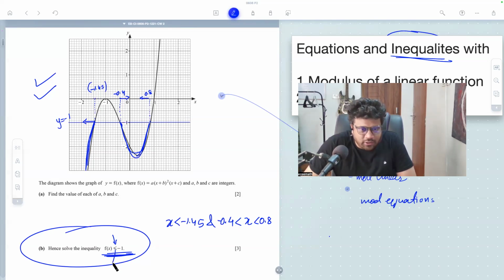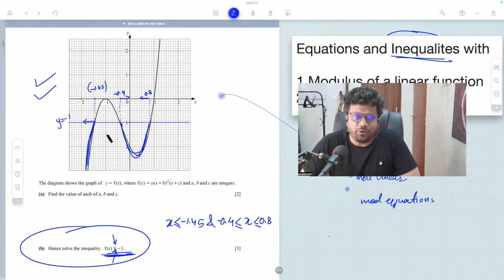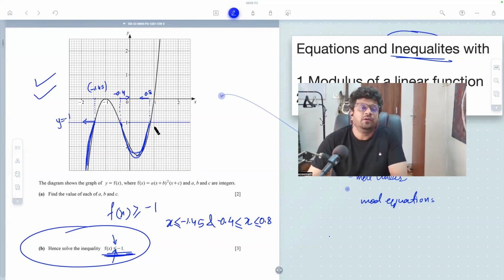And since they want it to be equal to, I'll put it here also, equal to, since there was an equal to out there in the sign itself. So the point is for you to draw a y equal to minus 1 line and see where the curve is below the y equal to minus 1. If it was f(x) greater than or equal to minus 1, well, I would have chosen these regions.